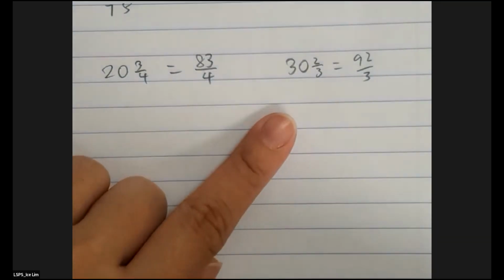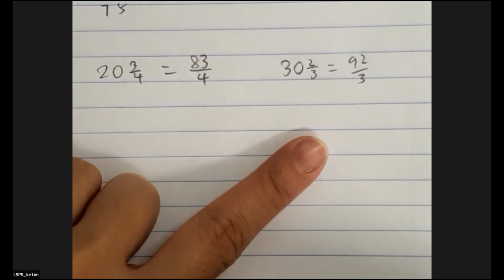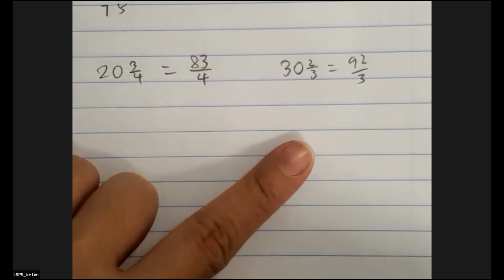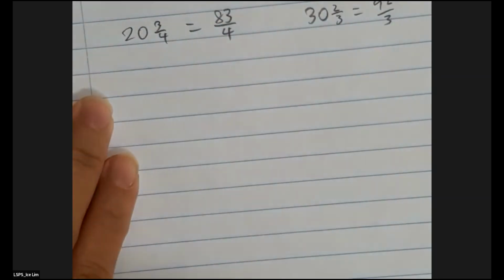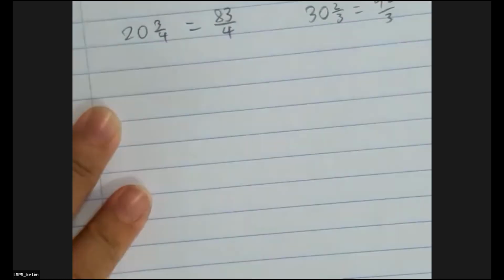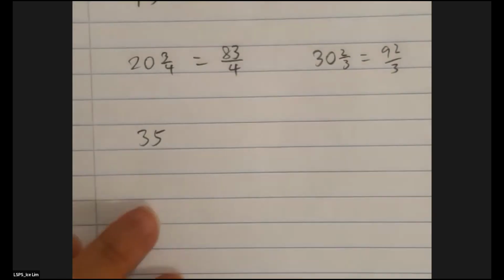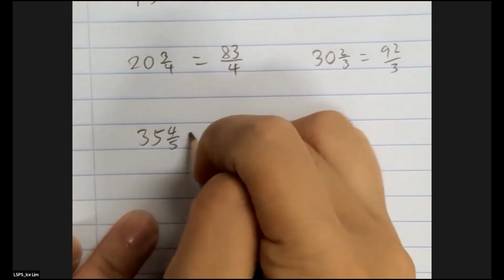Oh, very fast. Someone said that. Who did that? Well done. Yeah, as fast as me, I must compete with you. Let's see who's faster. Come, Charlotte, give me another mixed number. 35 and 4/5.